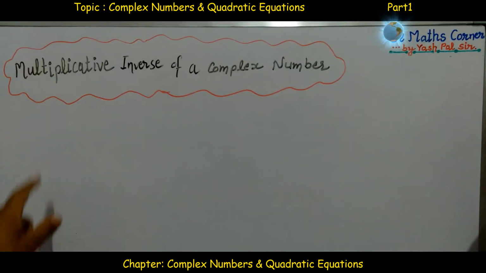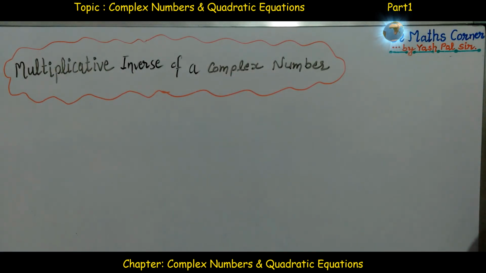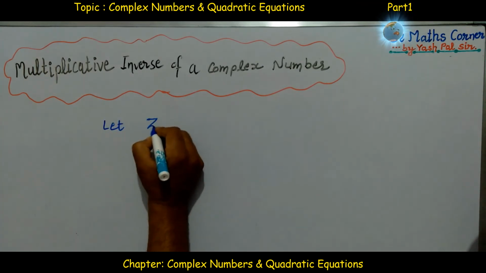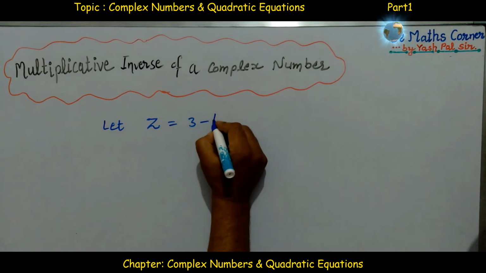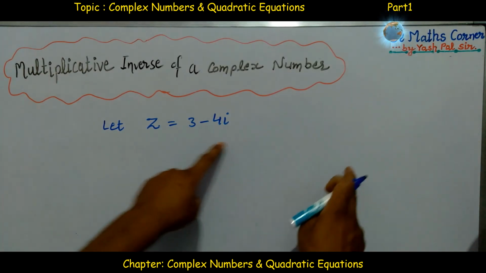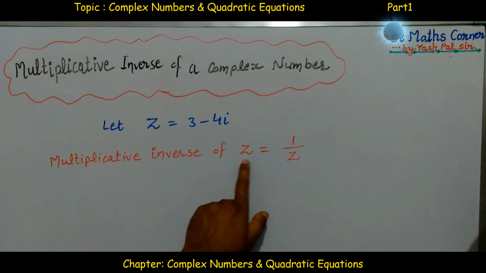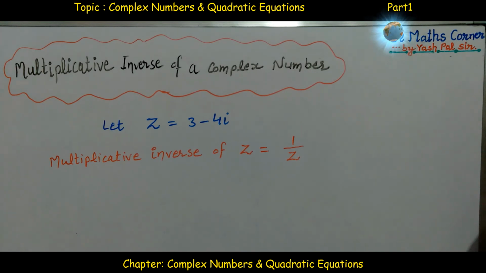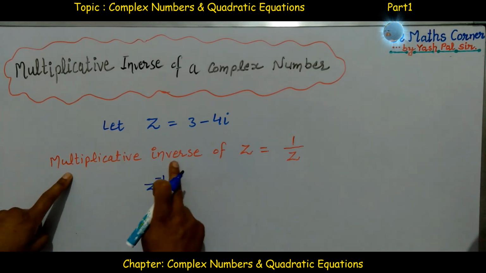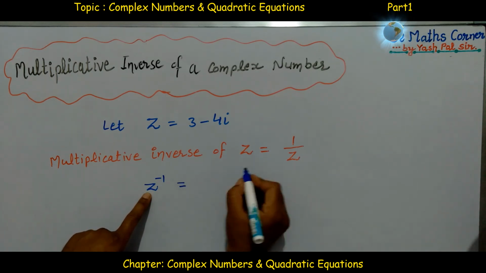Now a new term, multiplicative inverse. What is the multiplicative inverse of a complex number? Again, with the help of one example, let us say we are given one complex number z is equal to 3 minus 4 iota. Then how to find the multiplicative inverse of this? The multiplicative inverse of z is equal to 1 upon z. Very simple. We write this as z inverse, z power minus 1. Z inverse is equal to 1 upon z.